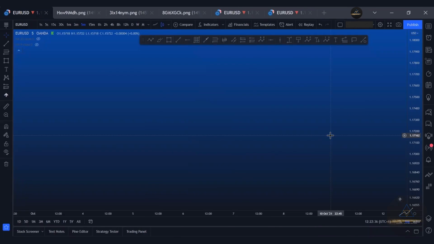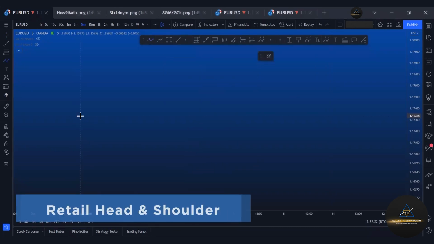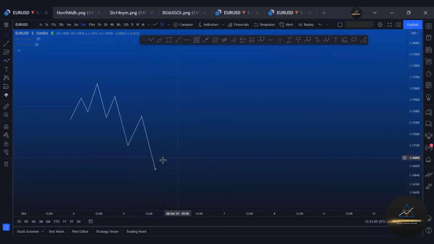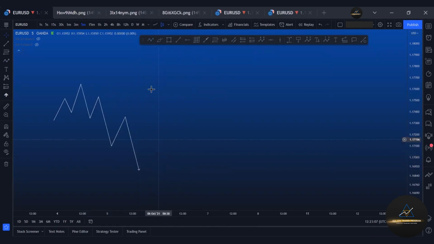The QM, Quasimodo. You can literally Google this pattern, right? But before we understand what a Quasimodo is, first of all, you need to understand the basic, which is a head and shoulder. So a basic retail head and shoulder is obviously the left shoulder, you've got the head, then you've got the right shoulder, and then obviously it drops to the downside, break and retest, continuation, etc. That is a basic head and shoulder.